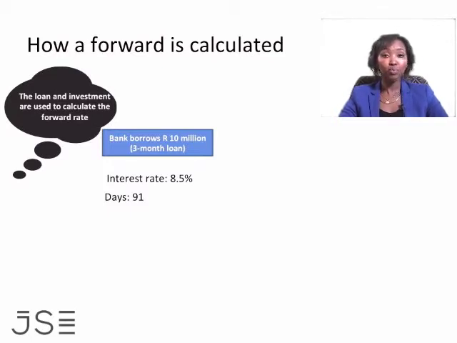We said that the bank borrowed 10 million rands. Let's say the bank borrowed 10 million rands at 8.5% for 91 days, which is 3 months. If you had to calculate the interest that would be due, the bank would have to pay back 10,211,917 rands. So that's basically just over 200,000 rands interest.